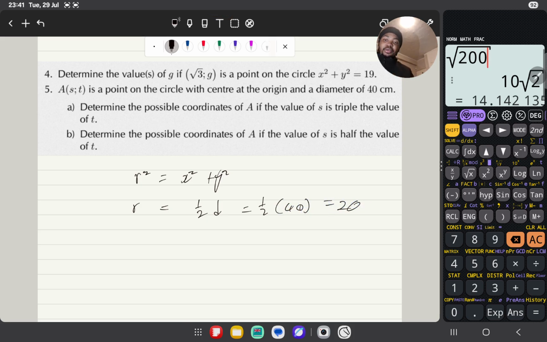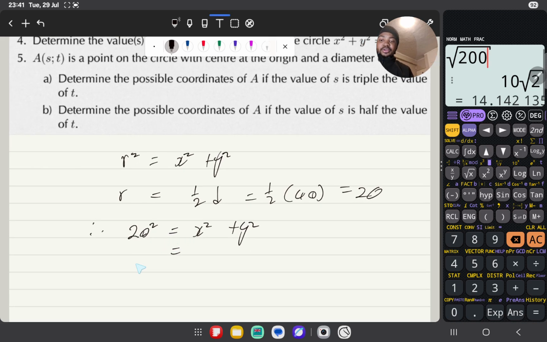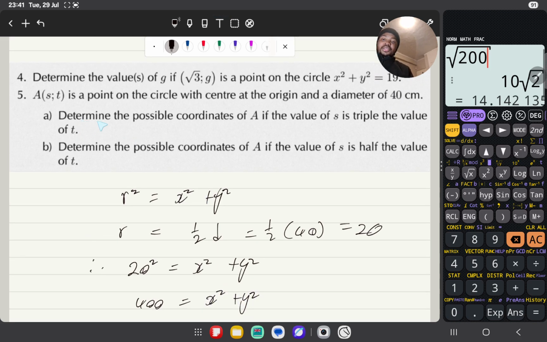Actually, let me read the question. Determine the possible coordinates of A. Okay, I'll come to that. We need to do this first, right? You have your radius, which is 20. You then say, therefore, you have 20 squared equals x squared plus y squared. And that, therefore, gives you your equation as 400 equals x squared plus y squared. Now let's answer the question. Determine the possible coordinates of A, right?